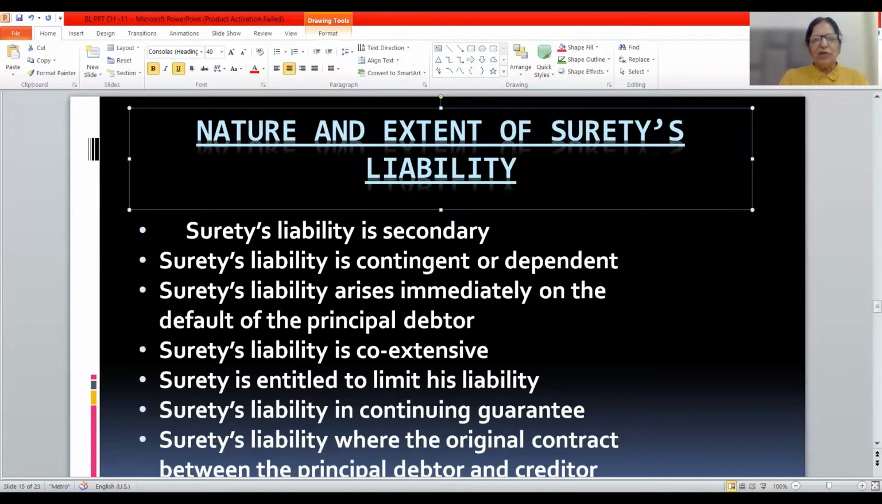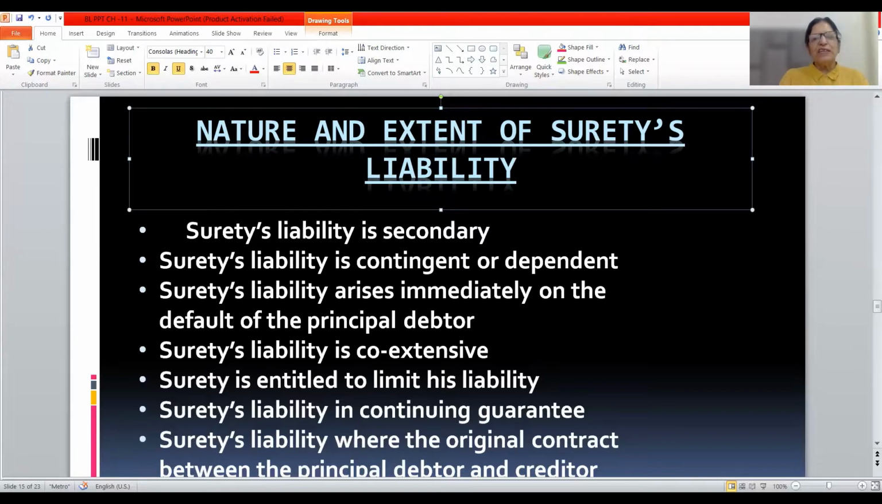The heading which I am going to take up now is nature and extent of surety's liability. Very often, friends, a question is asked in the examination: write a short note on nature and extent of surety's liability. 6 to 7 points I would like to discuss with the help of examples. The very first point is surety's liability is secondary.